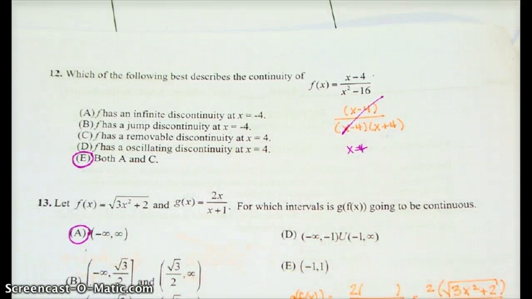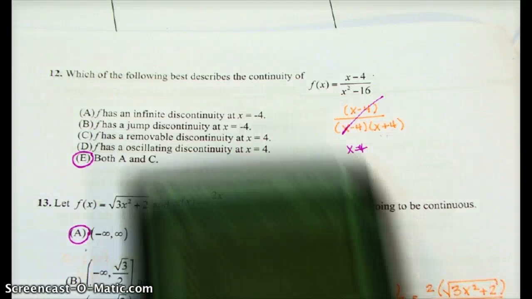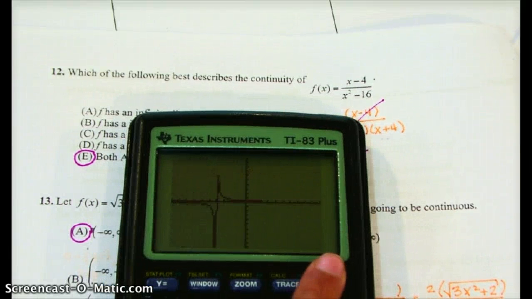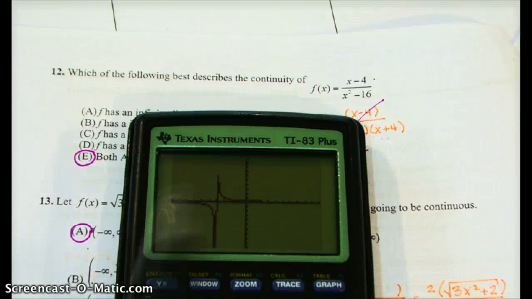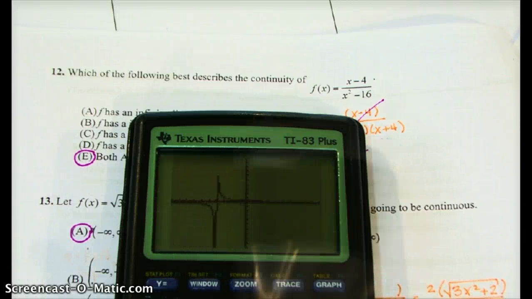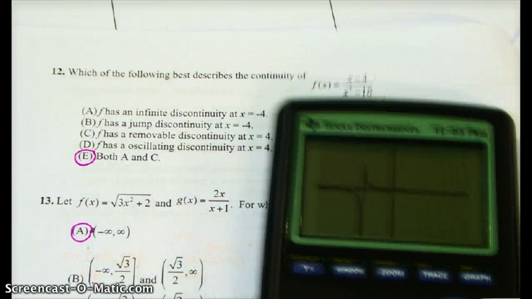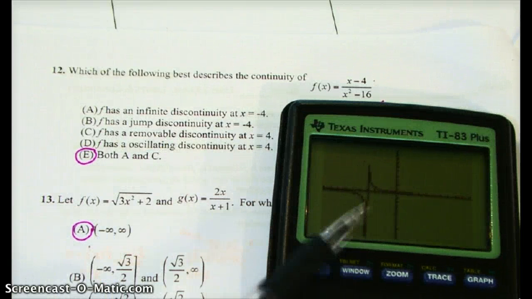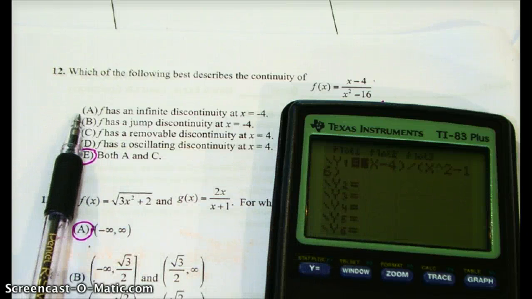Now, you could have done it in your calculator. You need to be a little careful. So you put your function in, and then you graph it. And you can see the asymptote, so the infinite discontinuity is right there. The problem is that your calculator is not really good at warning you about removable discontinuities. So if you had just looked at this really quickly, you might have accidentally only chosen A.